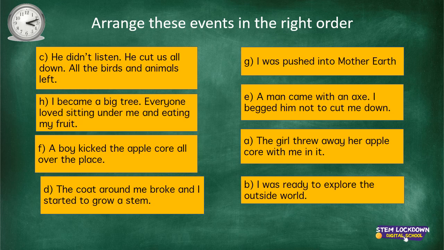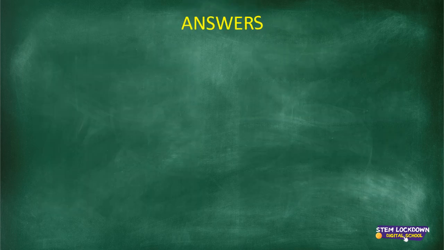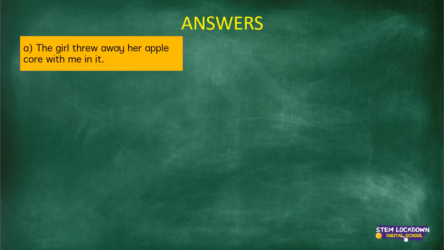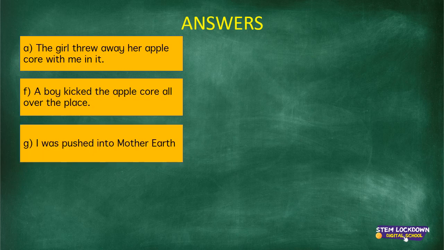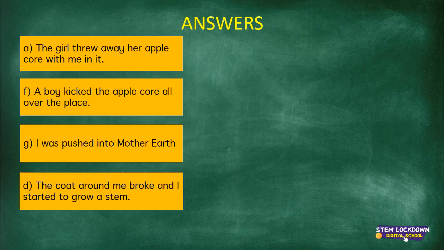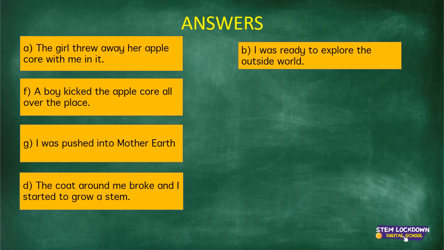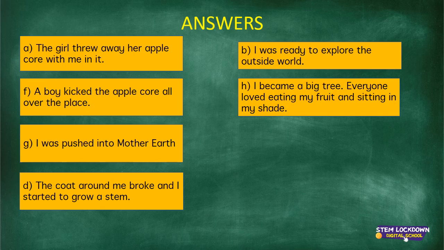You finished? Great. Let's check your work. Here are the answers. Check your work. Number A. The girl threw away her apple core with me in it. Number F. A boy kicked the apple core all over the place. Number G. I was pushed into Mother Earth. Number D. The coat around me broke and I started to grow a stem. Number B. I was ready to explore the outside world.